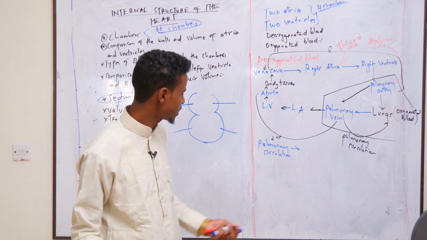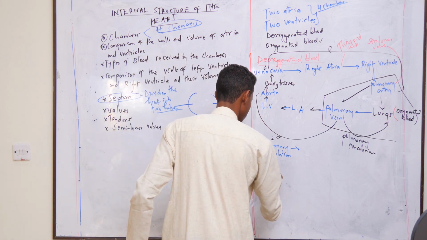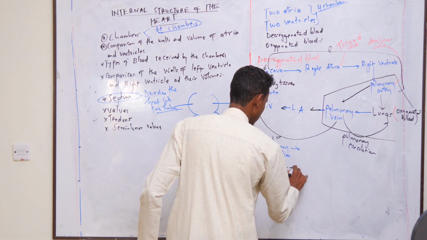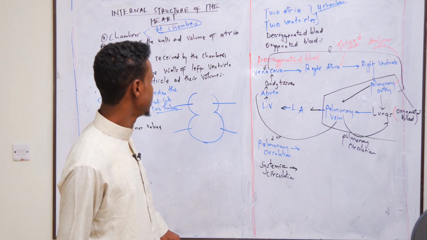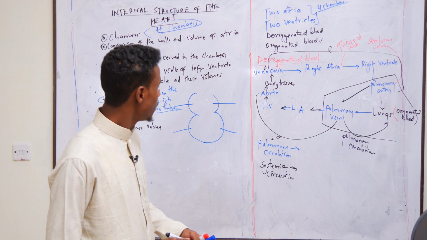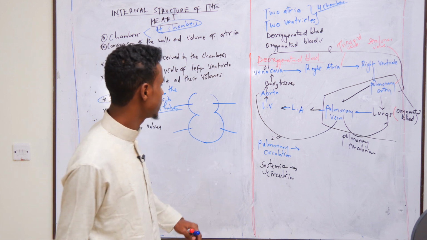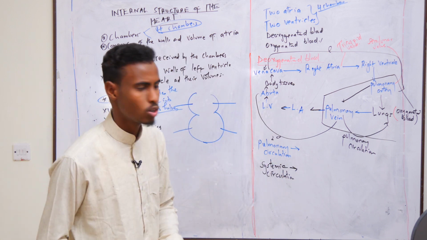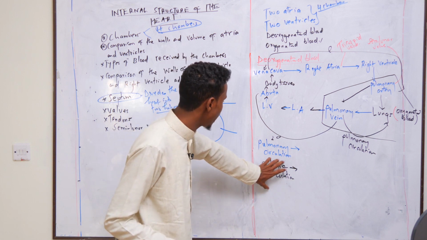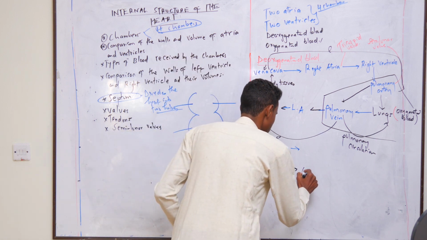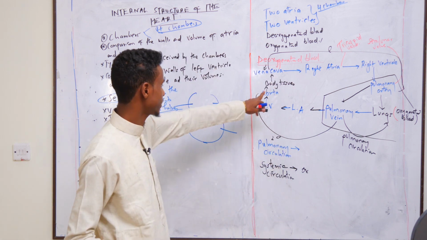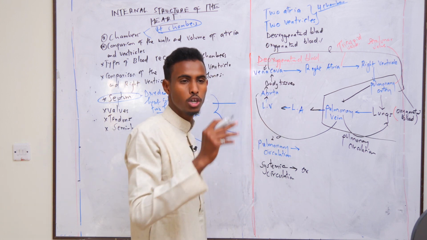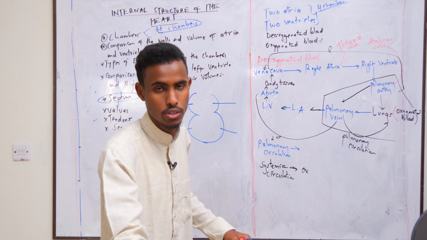Now, let's look at the systemic circulation. Class, systemic circulation is a circulation where oxygenated blood is pumped out of the heart through the aorta, while the deoxygenated blood from the body tissues gets back to the heart through the vena cava.